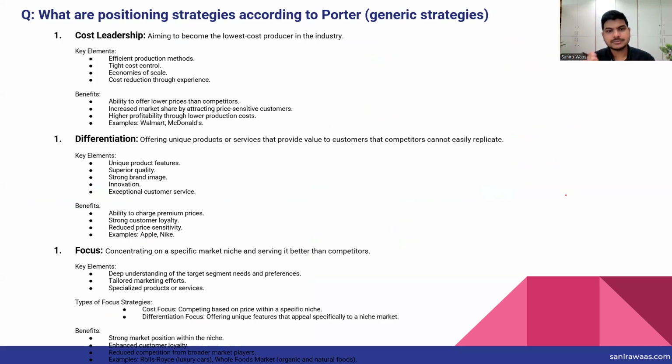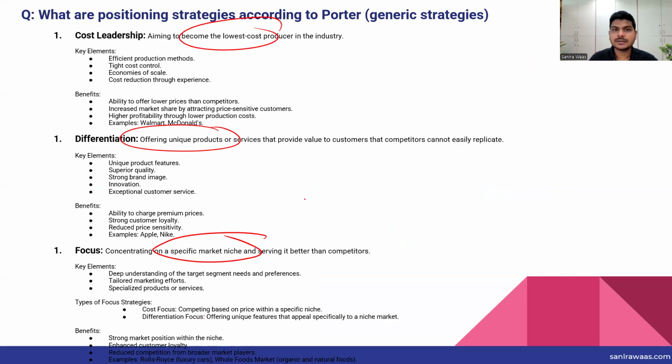As I said, I have given the full diagram for more focus. What is cost leadership? You're trying to be the lowest cost producer. What is differentiation? A unique product. Focus is a specific market niche, and you're trying to give the best you can. As I mentioned, you need to understand the concept, the elements or characteristics, and the advantages and benefits in each of these.